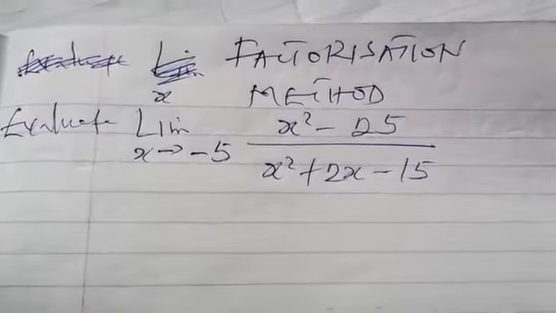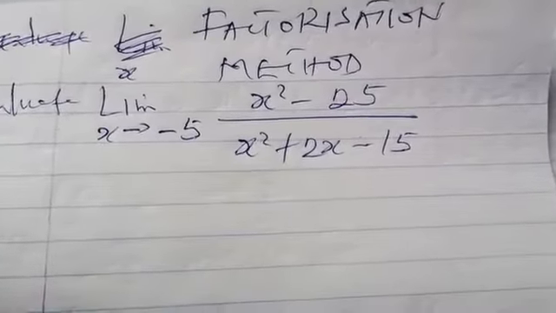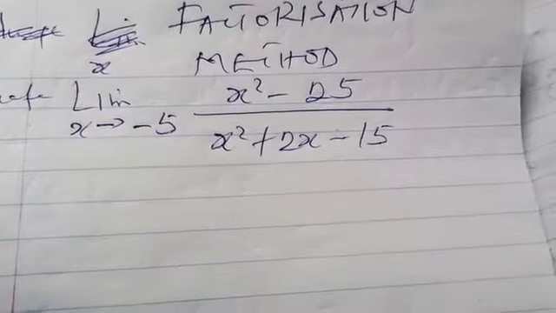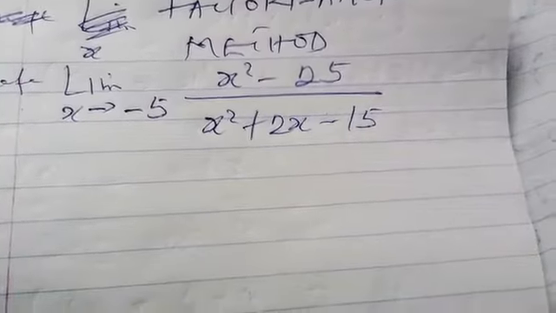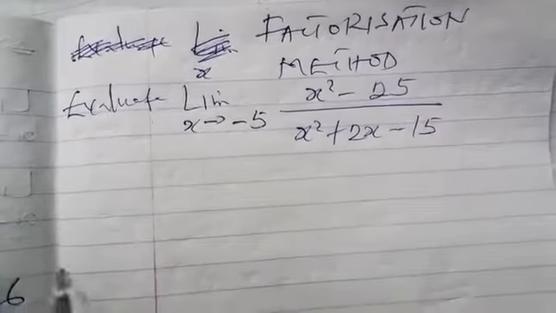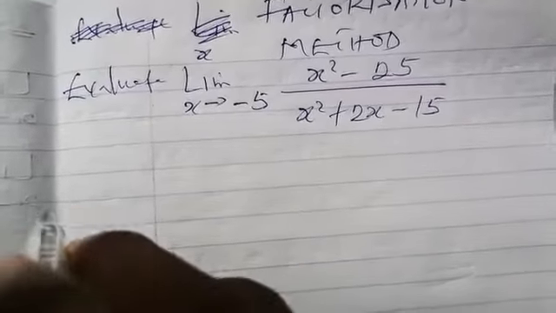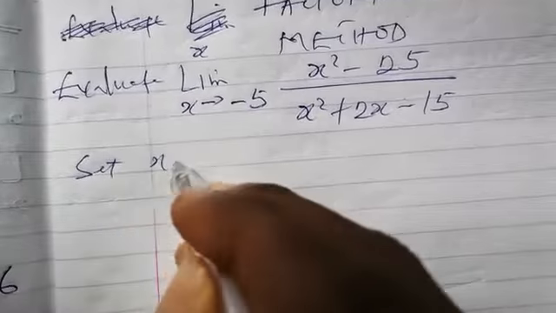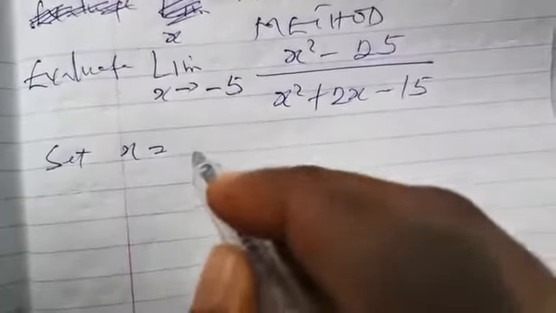Now we are given to evaluate the limit as x tends to minus 5 of x squared minus 25 over x squared plus 2x minus 15. Like I always say, you always try first by substitution method. So set x to be equal to the point of the limit, which is minus 5.